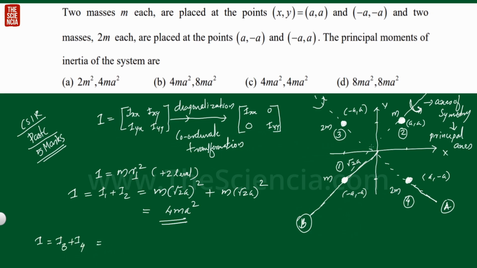What is the value of I3? That is m r perpendicular square. Here m is 2m. So that is equal to 2m into perpendicular distance. This is the perpendicular distance. It is root 2a itself. That is 2m into root 2a all square, plus for the other mass also 2m into root 2a all square. What you get? It is equal to 8ma square.